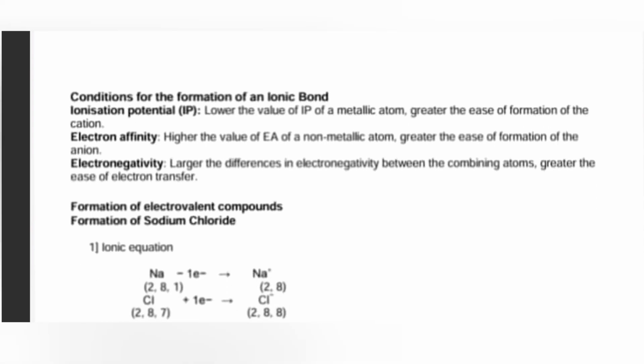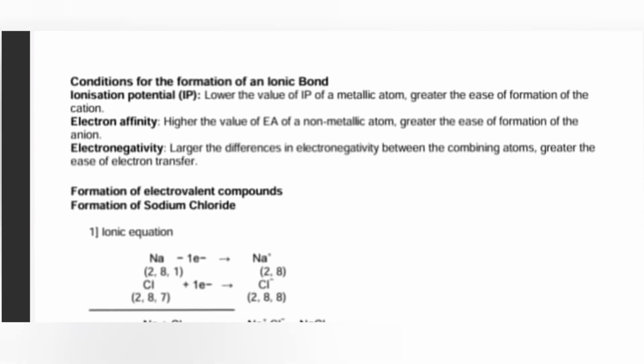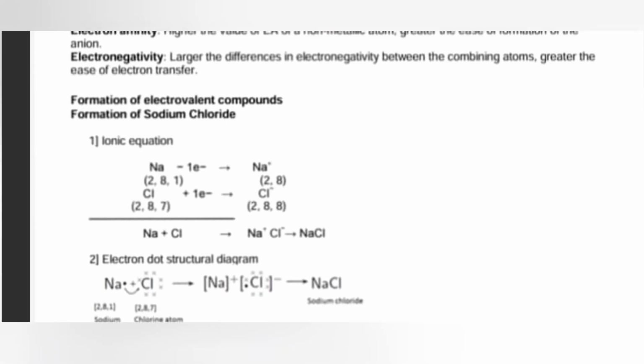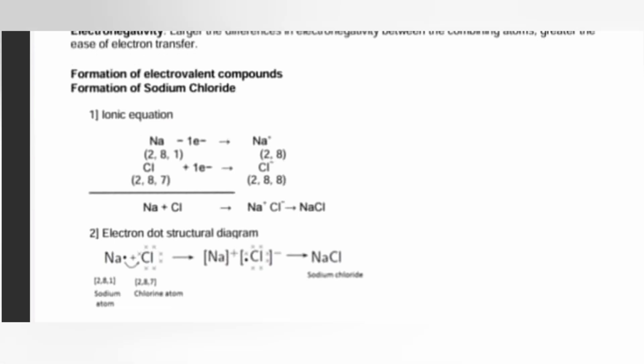The next one is the formation of electrovalent compounds, the formation of sodium chloride. This is a pretty basic example of an ionic equation. So let's start with Na minus an electron gives Na+. In its outermost orbit it has 2, 8, 1. When there is a loss of an electron, it becomes positive. As there is a loss of 1 electron, it is +1, and it achieves stability as its outermost shell has 8 electrons.